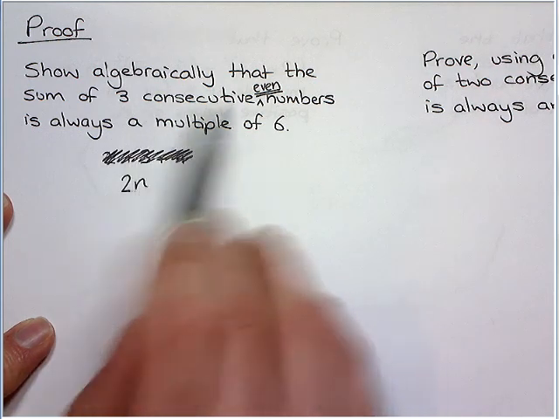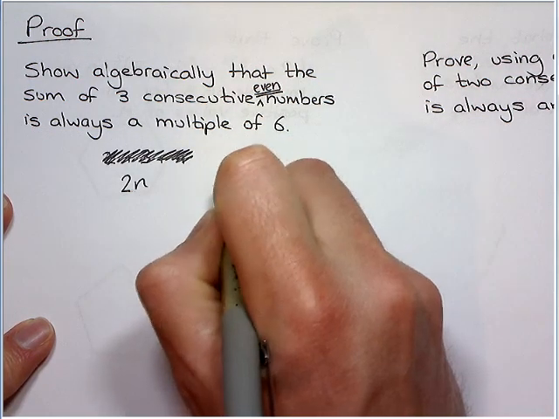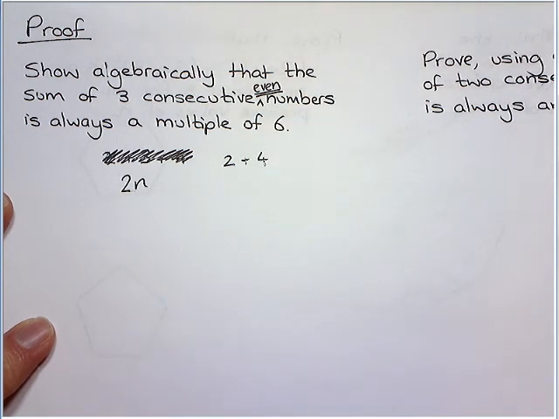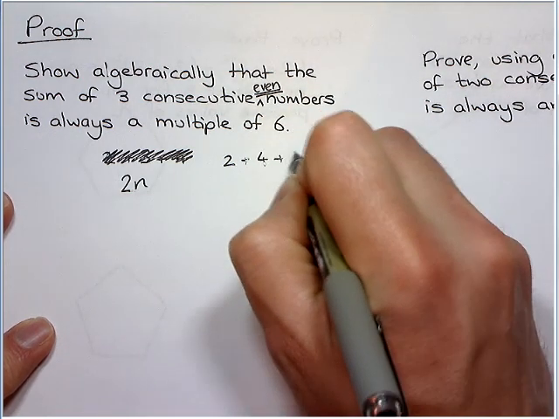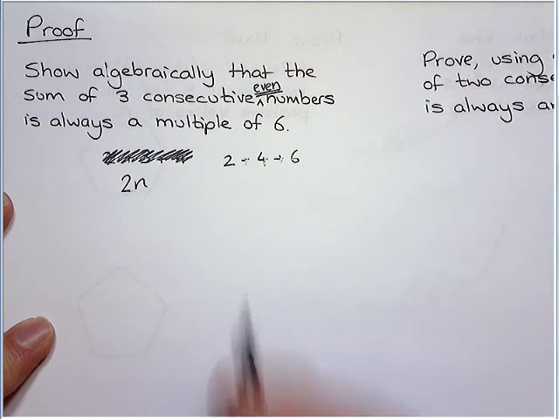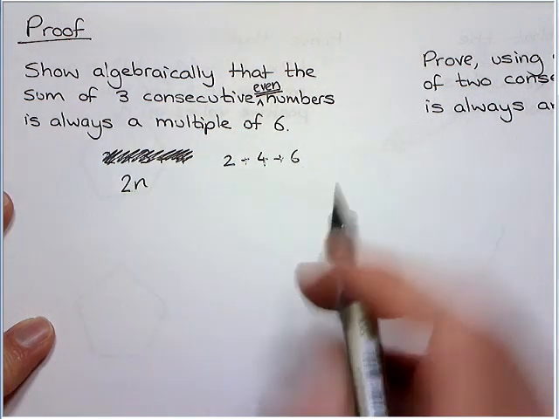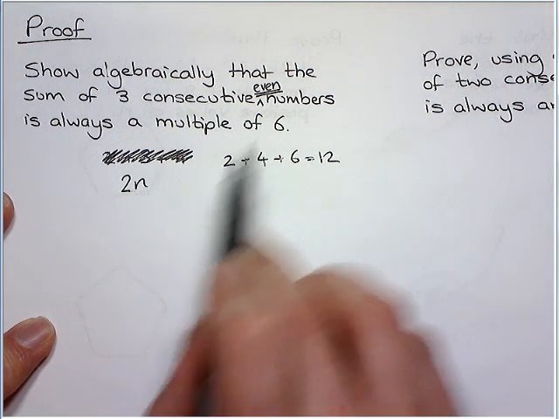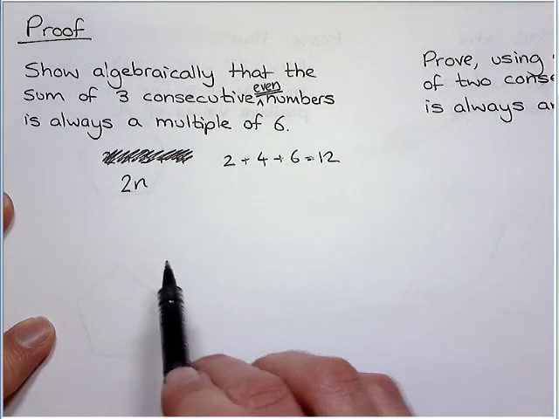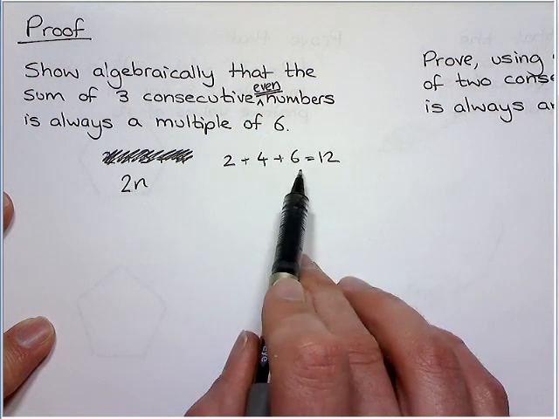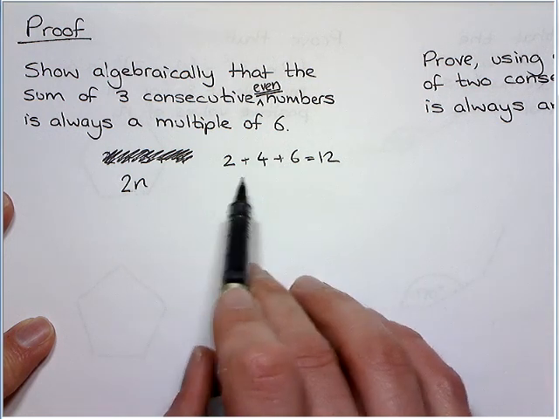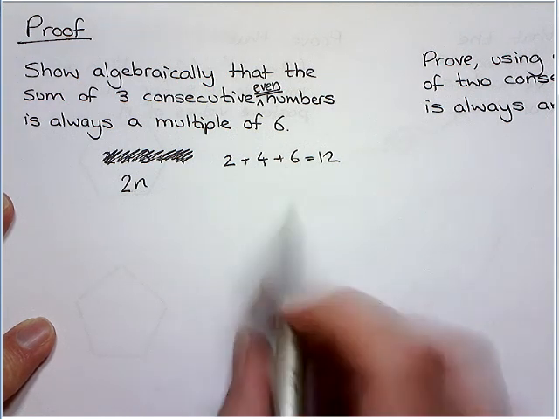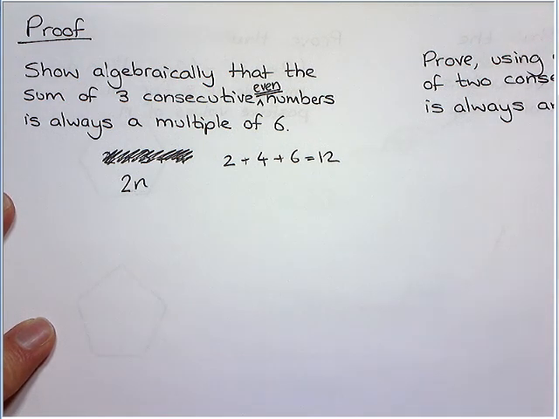So let's understand the question. If I take a 2, the next consecutive even number would be 4, and the next one after that would be 6. And if you do 2 add 4 add 6, you get 12, which is a multiple of 6, but we have to prove it algebraically. It doesn't matter how many times you do this numerically, you need an expression to show that any number will work, not be there for infinity writing numbers out. That's why we have algebra.